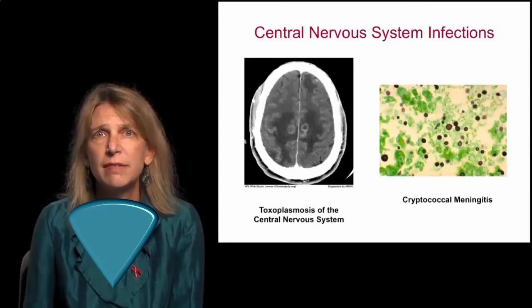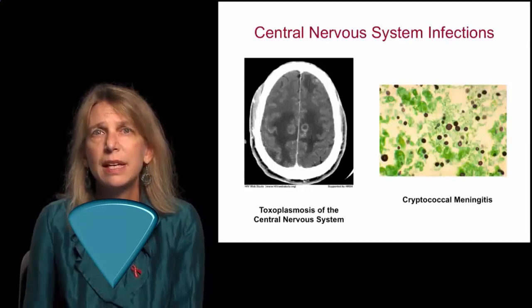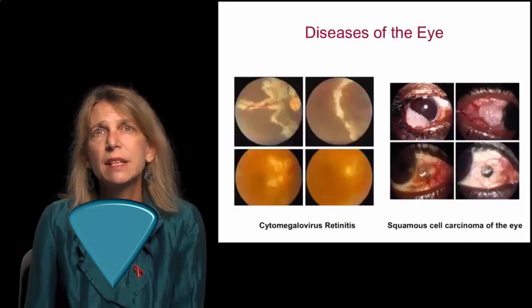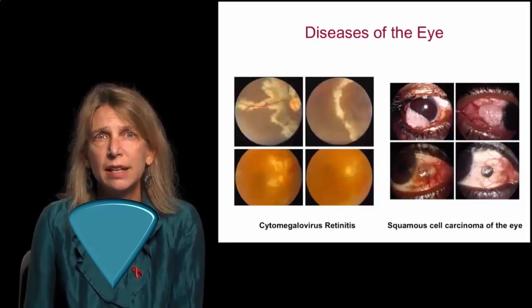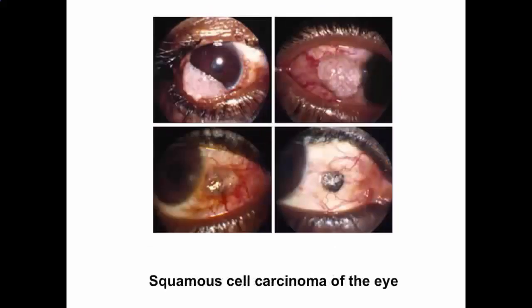Cryptococcal meningitis is caused by a fungus and is one of the most common opportunistic infections in advanced AIDS patients in Africa. It is caused by the encapsulated fungus Cryptococcus neoformans. AIDS conditions also include diseases of the eye. Cytomegalovirus retinitis presents with painless visual loss, and a fundoscopic exam is characterized by a ketchup and cottage cheese appearance. Squamous cell carcinoma of the eye is exclusively seen in sub-Saharan Africa and presents as lesions shown here on the sclera.